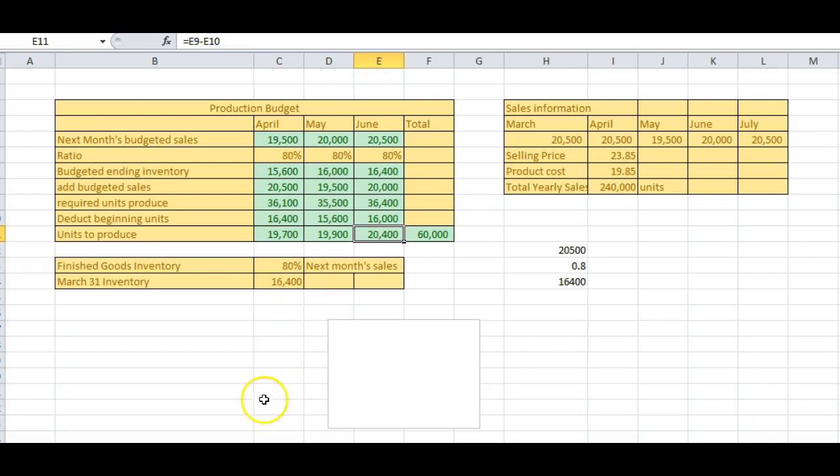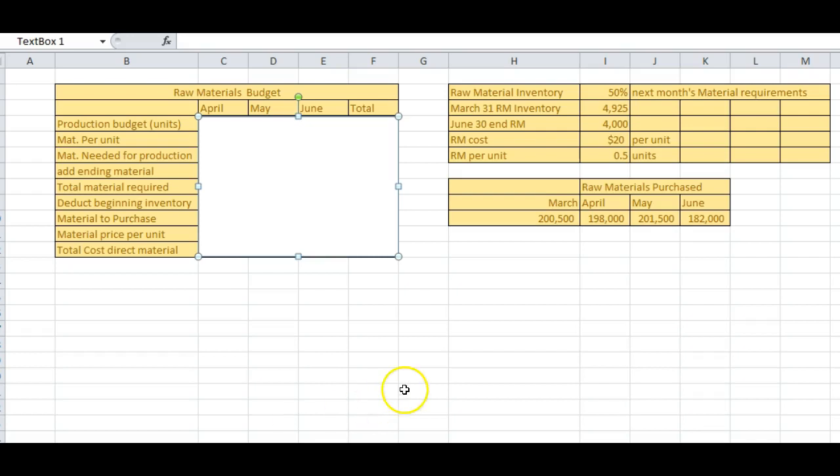Okay, so now I have my production. I can go to my raw materials budget, kind of see how this works. So now for the raw materials budget, there's some information.